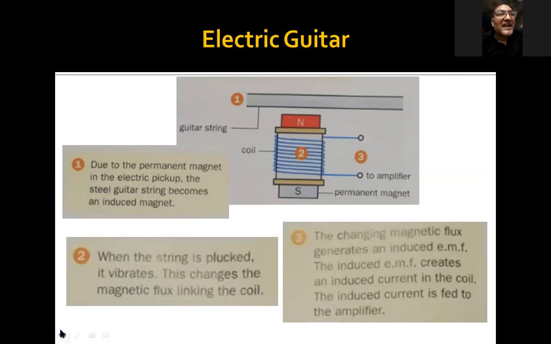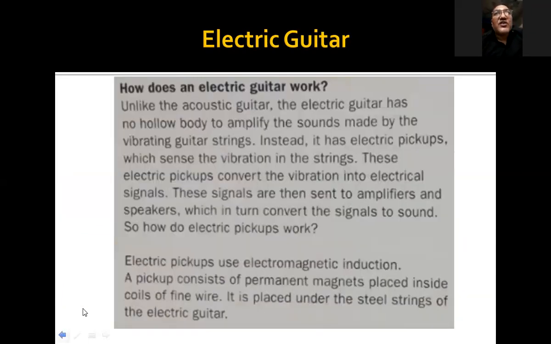Let me go back to the slide before it. So here we go. How does an electric guitar work? Unlike the acoustic guitar, the electric guitar has no hollow body to amplify the sound made by the vibrating guitar strings. Instead, it has electric pickups which sense the vibration in the strings. These electric pickups convert the vibration into electrical signals. These signals are then sent to amplifiers and speakers, which in turn convert the signals to sound.